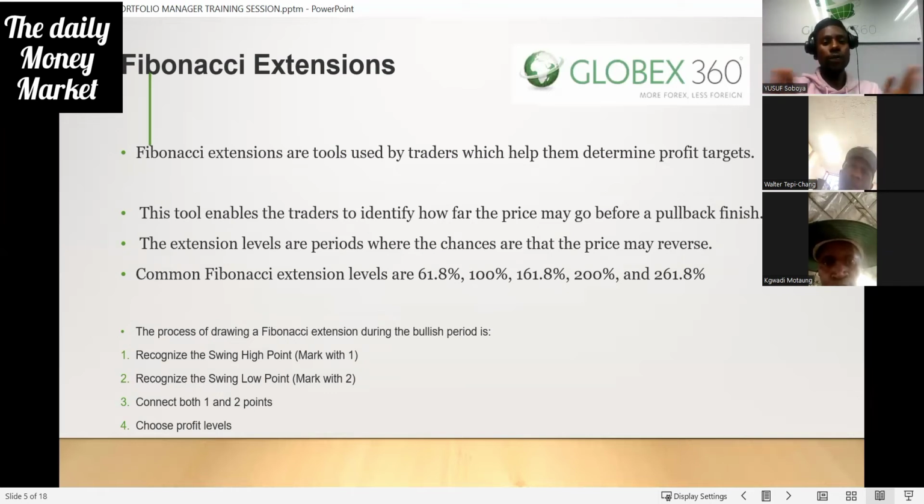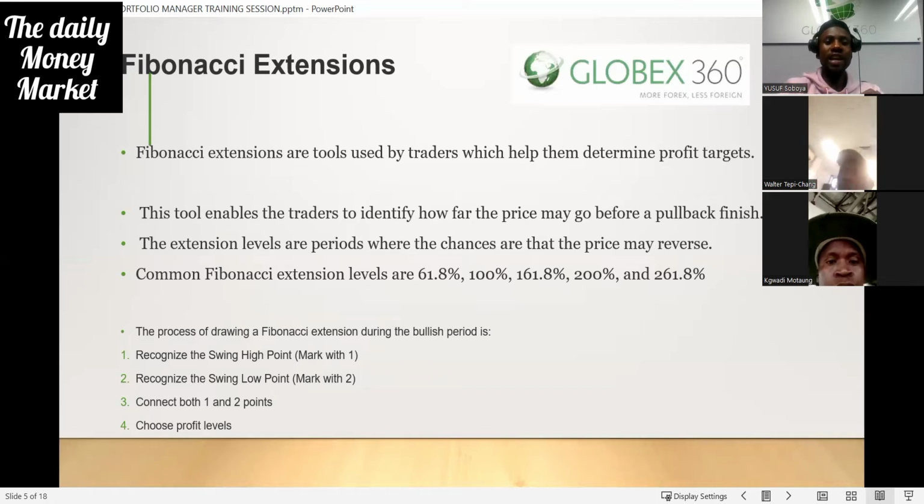If it was going the other way around, it gets to this level, reverses up and continues, goes down. So the common Fibonacci extension levels that we can normally see are 61.8%, 100%, 161%, 200%, and 261%. We'll see these things when it comes to the chart and how we can actually arrange this Fibonacci.